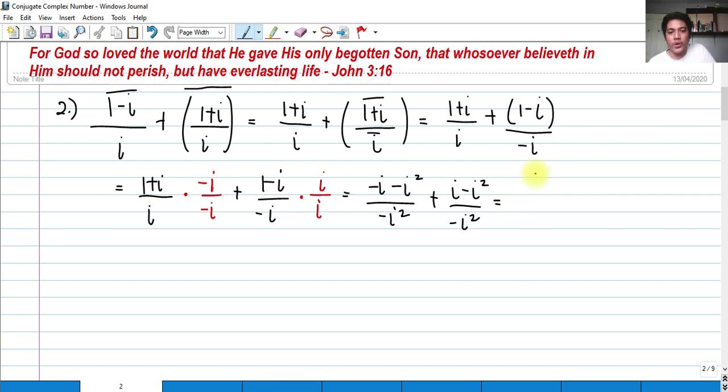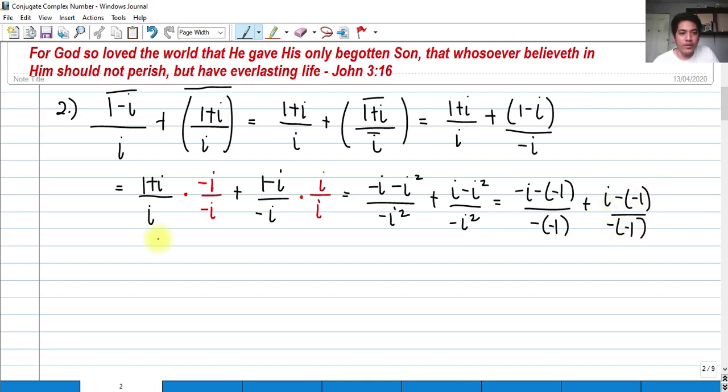But i squared, as we all know, is equal to negative 1, so all over negative times negative 1, plus we have i minus negative 1, then we have negative of negative 1. As you can see, the denominator is only equal to 1. So we can rewrite this as i plus 1, or 1 minus i, this one, plus 1 plus i. If we evaluate this, 1 plus 1 is 2. Negative i plus i would be cancelled. Hence we have an answer equal only to 2.